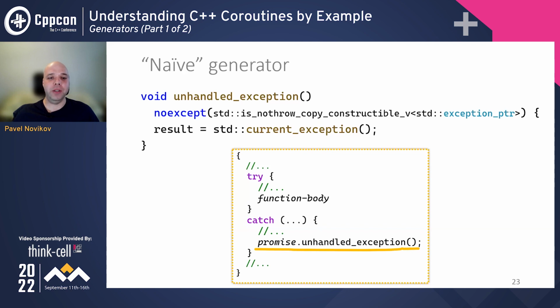After that, we immediately get to final suspend, and we want to suspend at that point because we still want to have access to this stored exception. So if we haven't suspended at this final suspend point, the coroutine will self-destruct, so to speak, and we will have no access to that stored exception.